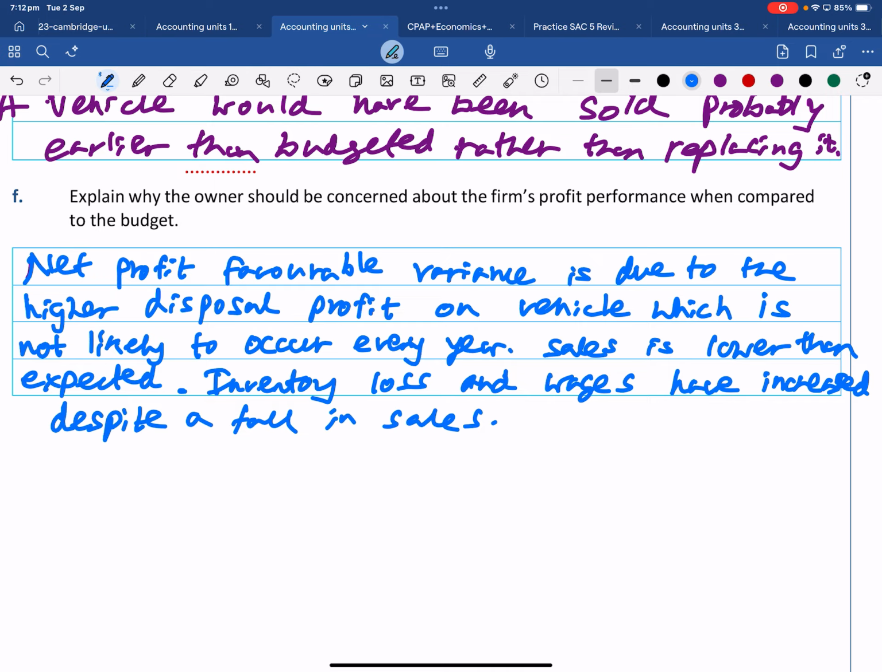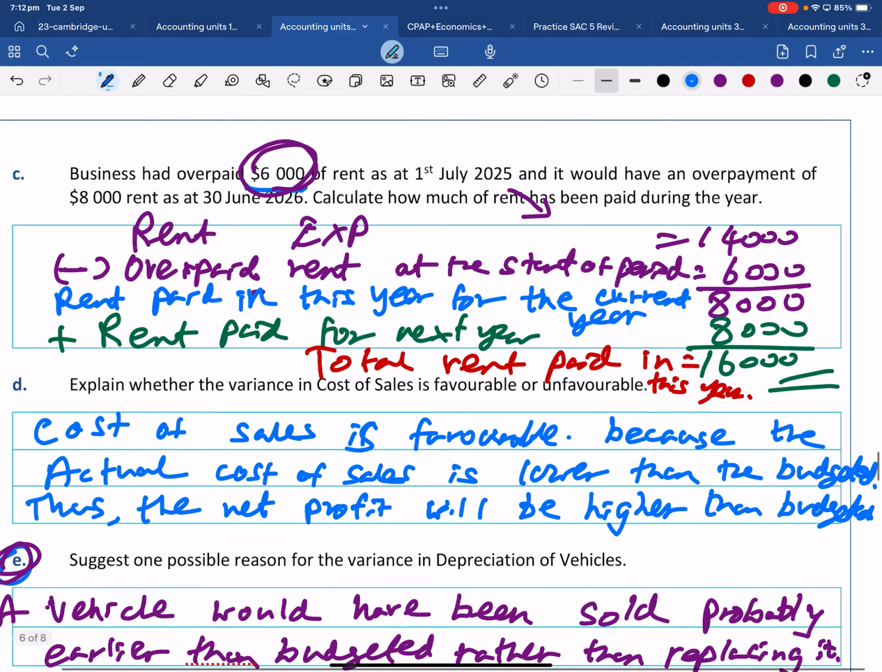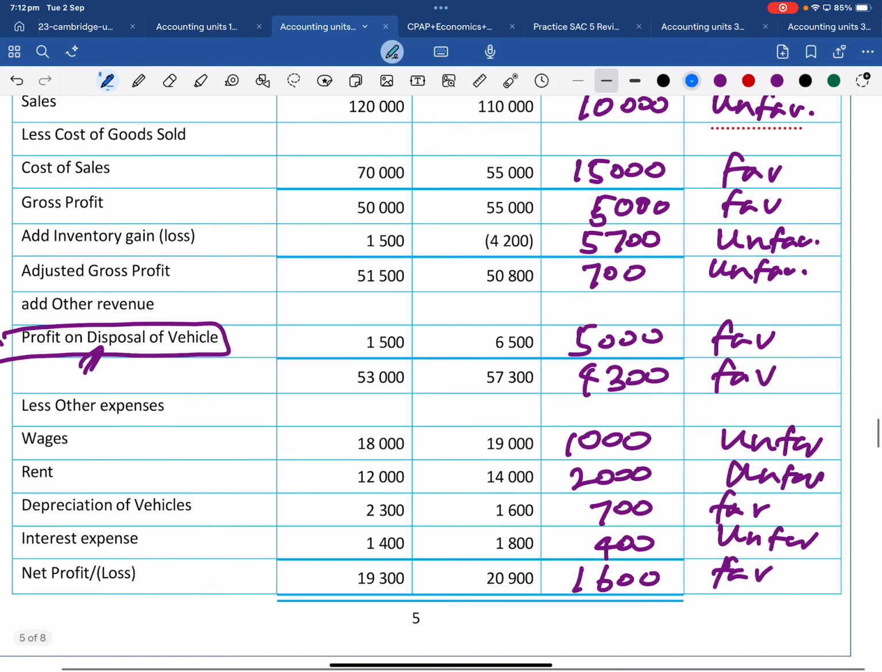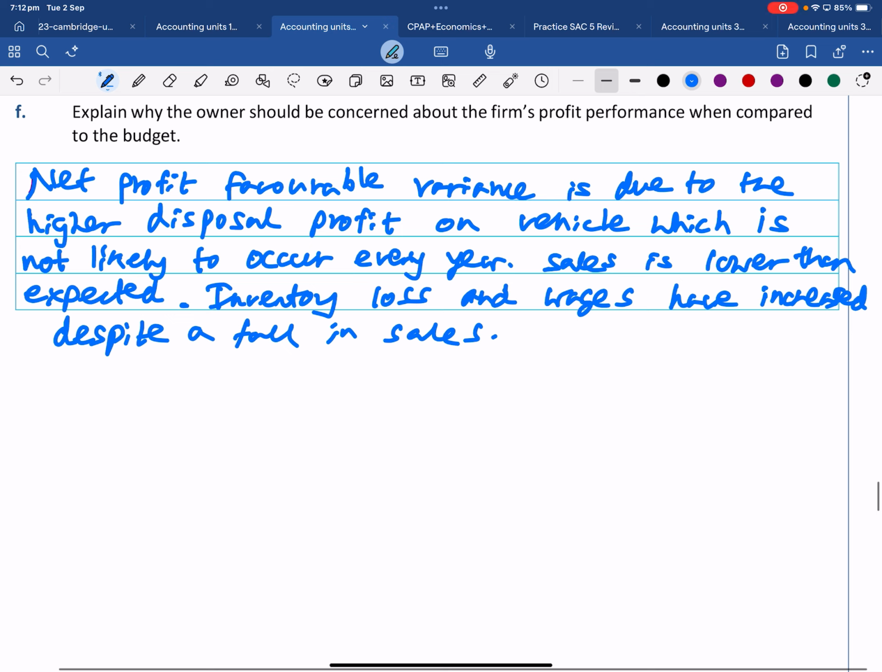Sales dropped from 120 to 110, so the difference is 10,000. 10,000 over 120 times 100 is 8.5, yes? So then what has happened? Even though sales dropped by 9%, our wages and inventory loss have increased. So is it a good sign? No.